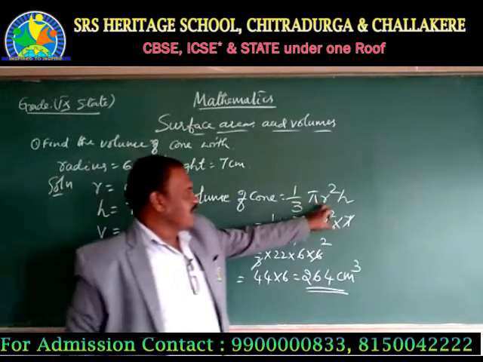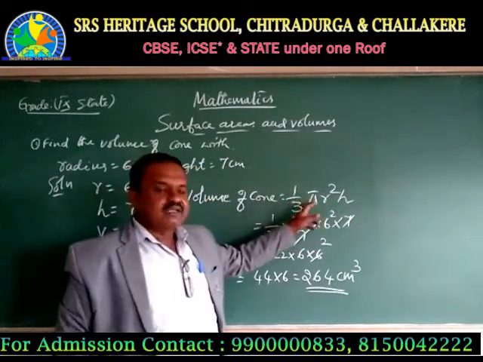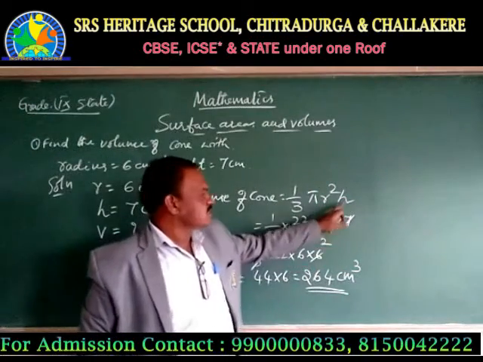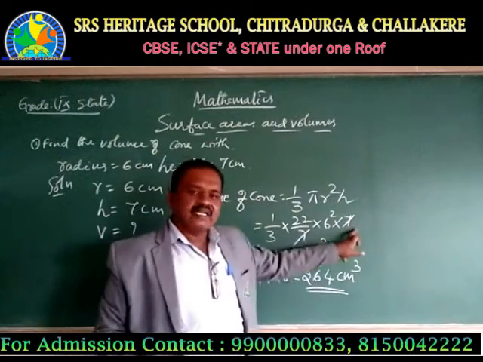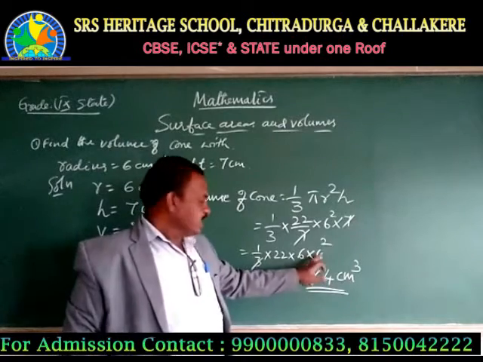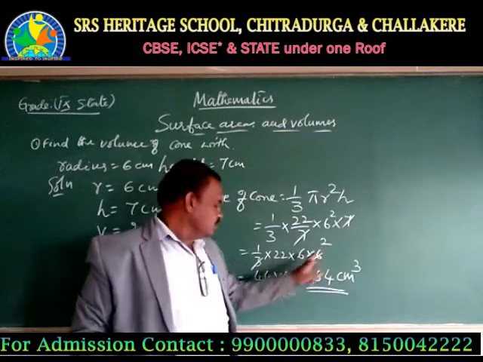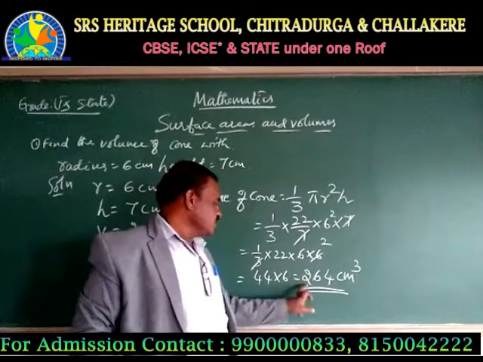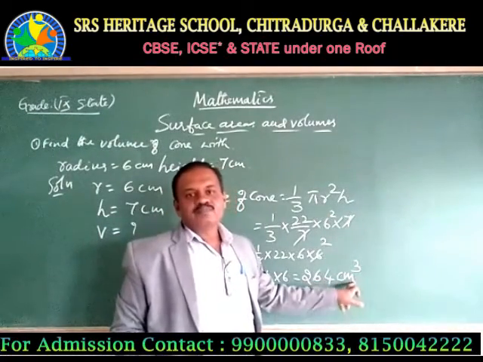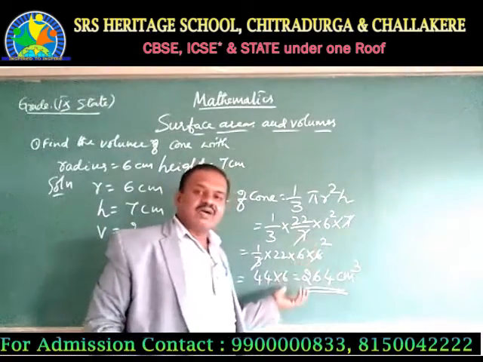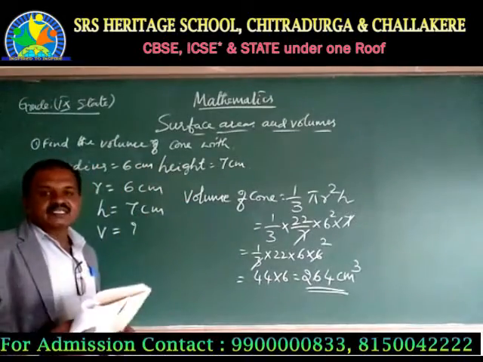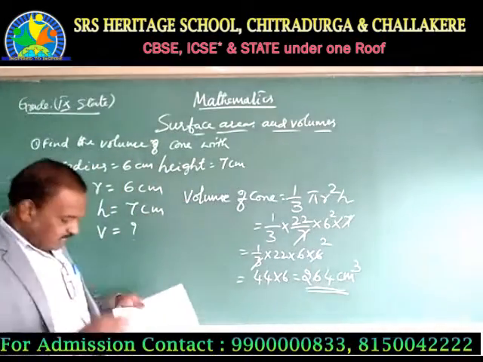That is 1/3 pi r square h. Substitute the values of pi, r and h. Pi is 22/7, r is 6 and h is 7. 7 gets cancelled. 6 square can be written as 6 into 6. 3 2s are 6. Again 22 into 2, you will get 44. 44 into 6, it will be 264 centimeter cube. This is how we have to calculate the volume of a right circular cone with height 7 centimeter and radius 6 centimeter. Let us take another problem.